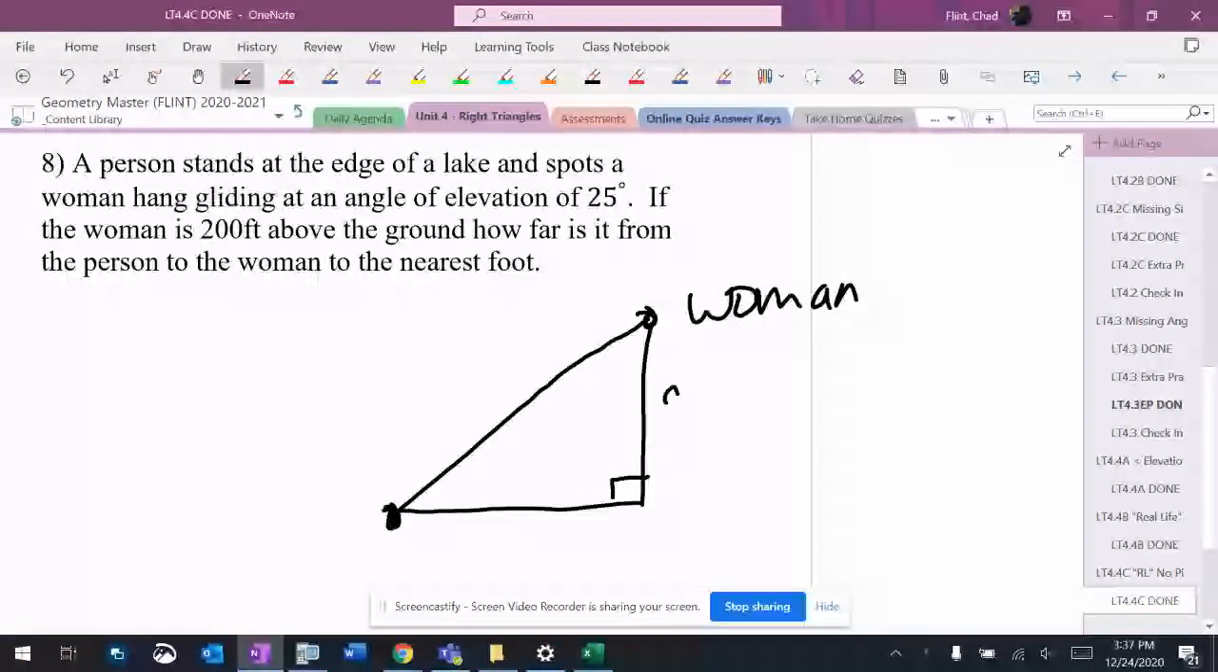The woman is 200 feet over the ground. So, they're 200 feet over the ground. Angle of elevation is 25. That's going to be right here. How far is it from the person to the woman?